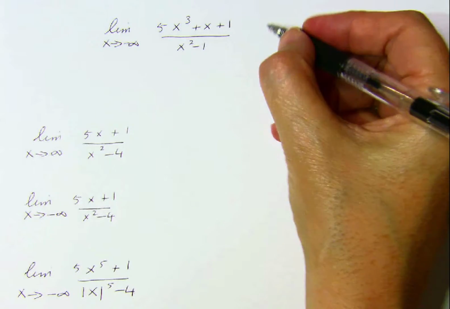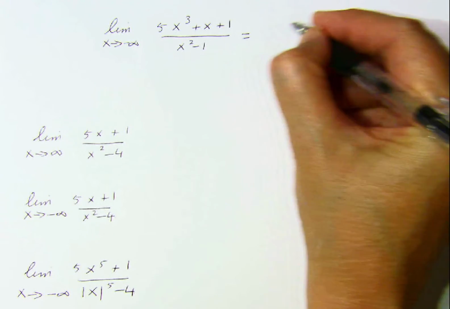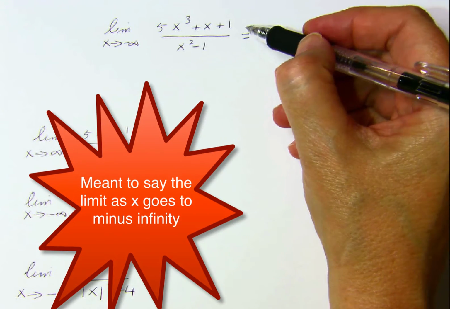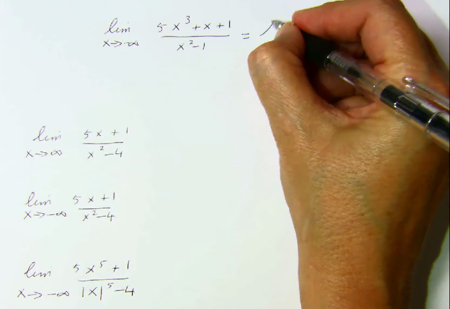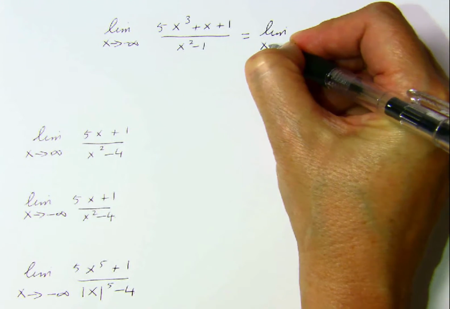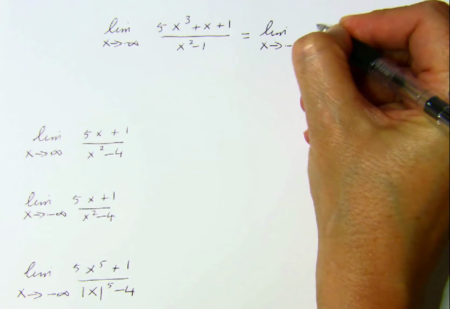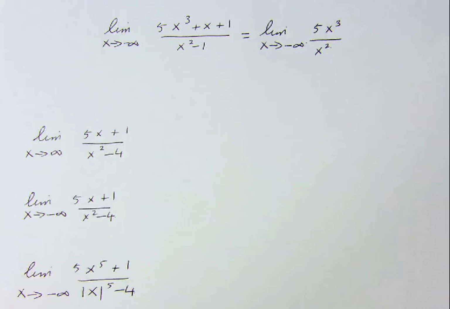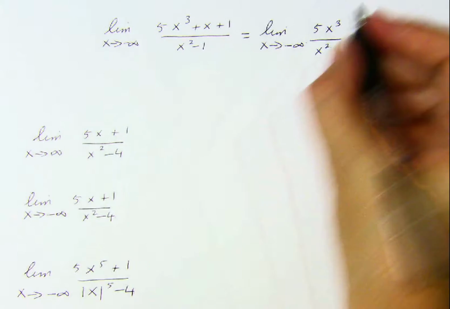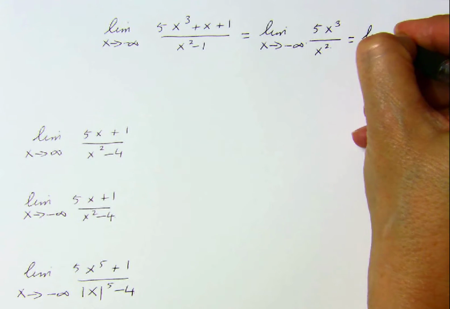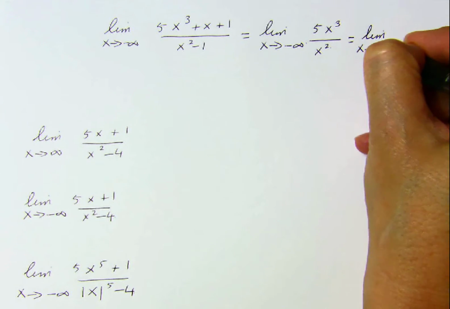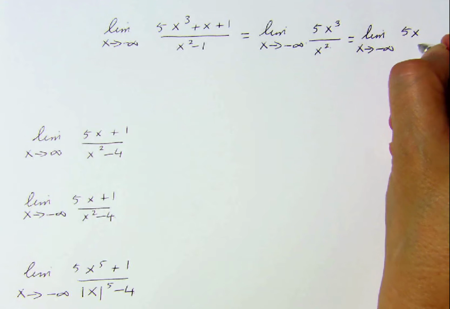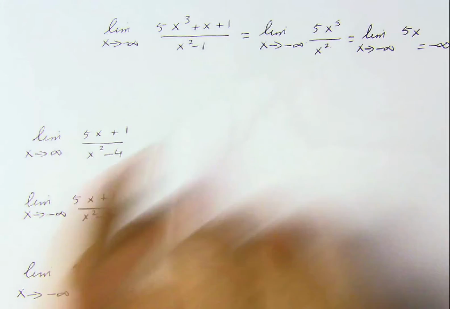Let's try a few more limits. This time we're going to use the shortcut straight away. The limit as x goes to infinity of 5x cubed plus x plus 1 over x squared minus 1. And this is the limit as x goes to minus infinity of the leading term in the numerator divided by the leading term in the denominator. And now I can cancel, and I get that it's the limit as x goes to negative infinity of 5x, and this of course is equal to negative infinity.